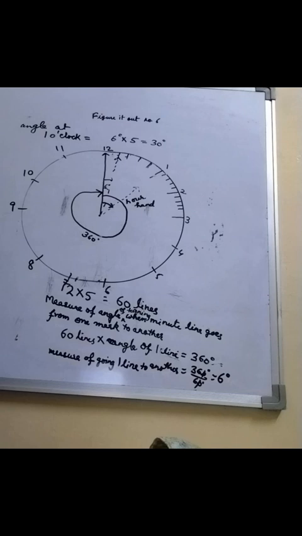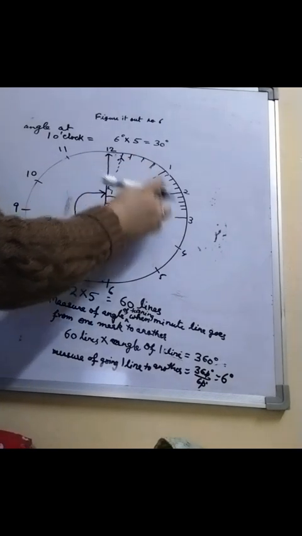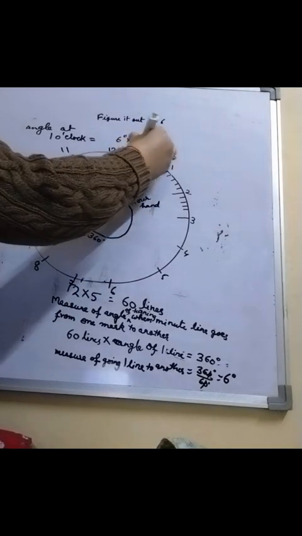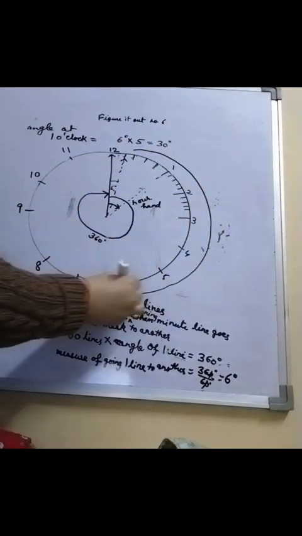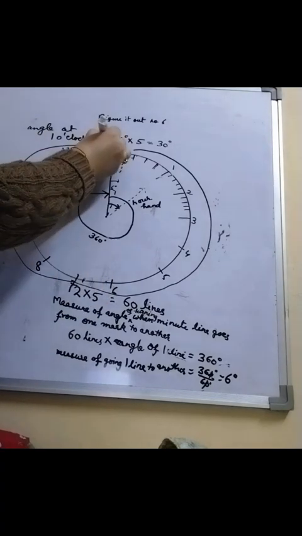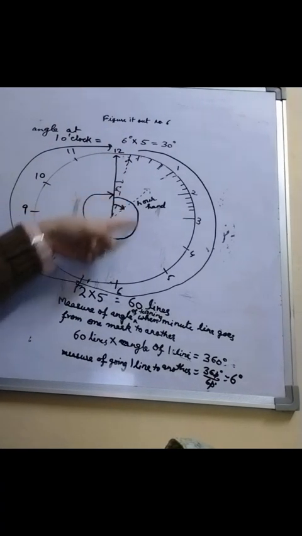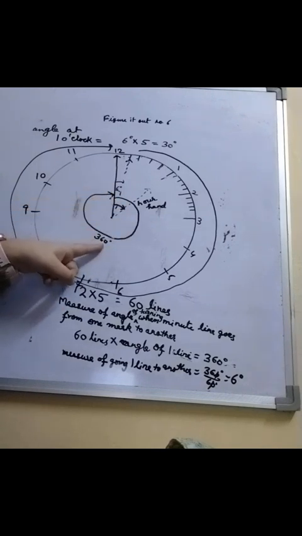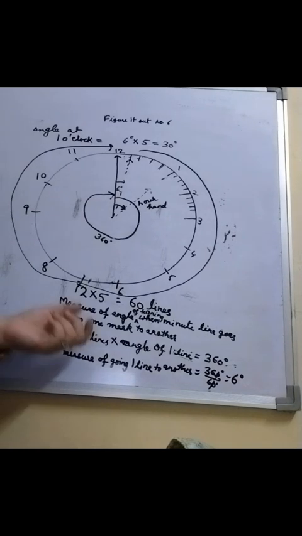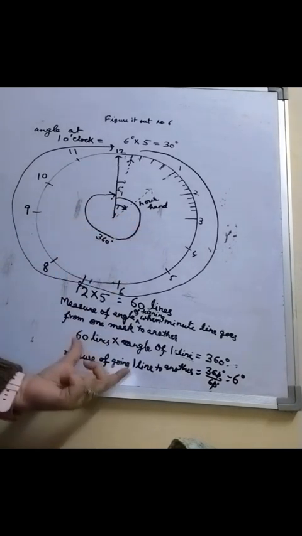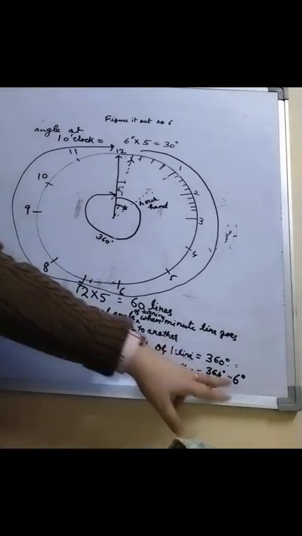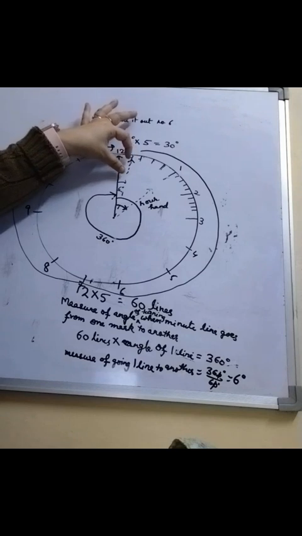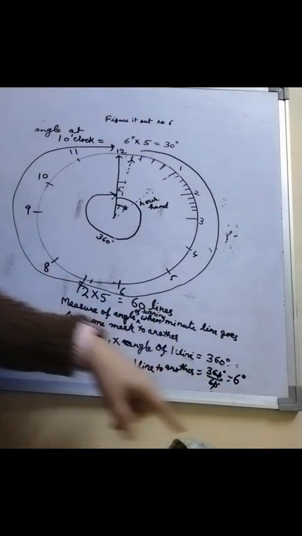Now, what is the complete angle when the minute hand takes one complete rotation? It goes from here to here, and back. So that complete angle I have drawn over here for the minute hand is 360 degrees. When you divide the complete angle by the total number of lines, you get the angle from one line to another, or two markings. So that is 6 degrees.